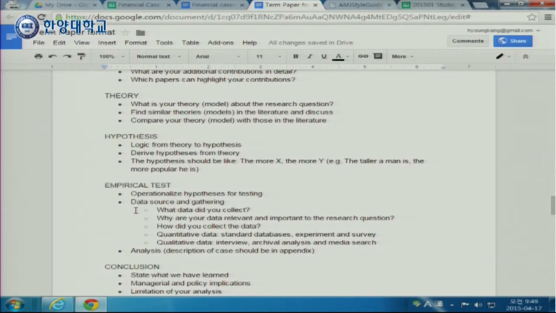Yes, Tusa? Yes, exactly. Yes, right. So, good question. They are titles of the sections. You can slightly modify them, but basically it looks like this.